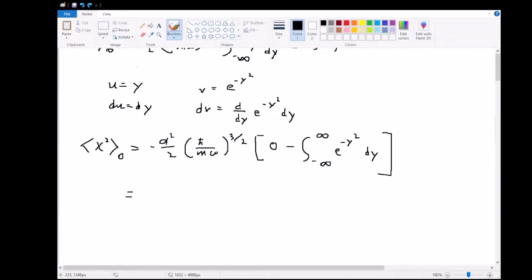So this is the same thing as before, so I'm just going to copy paste this. Alpha squared over 2 times h bar over m omega to the power of 3/2 multiplied by the integral from negative infinity to positive infinity of e to the negative y squared dy. So at this point, this is just the Gaussian integral, which we solved back in chapter 1, I believe problem 1.3. But at this point, hopefully these integrals are pretty trivial. If not, you can always throw them into an integral calculator and have it do them for you.